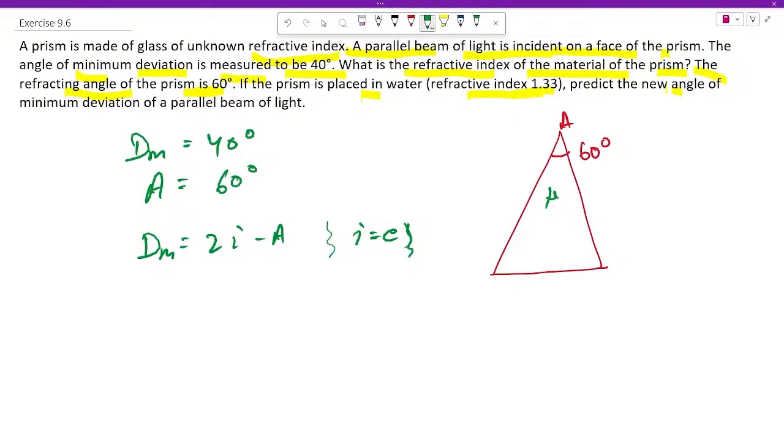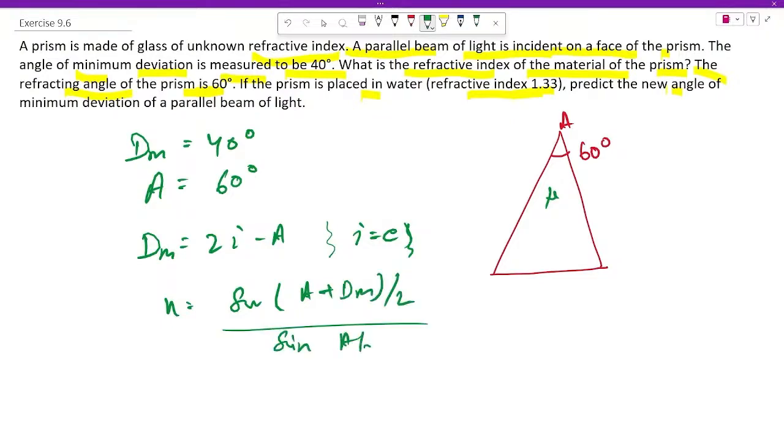We know that the refractive index of the prism is given by sine of (A plus dm) by 2 divided by sine of A by 2. Now here we have been given the values of A and dm both. So we can simply put it as sine of (A plus dm) by 2, that is 100 by 2, that is 50 degrees, and the value of A by 2 is 30 degrees, so sine of 30. Now this will give us a refractive index of 1.53. So we have successfully found the refractive index of the prism.